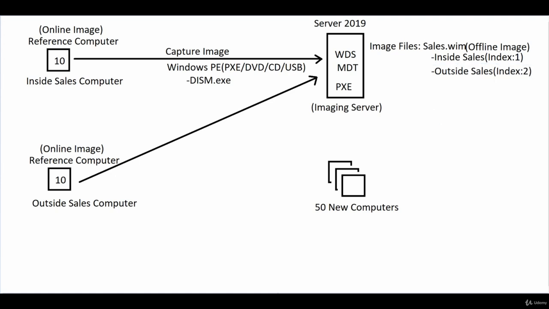Now, why is that important? Because when I go to deploy the image down here, I can choose which image gets deployed down to these 50 new computers. If I wanted to, I could have 25 of the computers be Inside Sales and the other 25 be Outside Sales if I want. So that is going to be deploying the image, okay? And it works the same way. You're going to use Windows PE, you're going to use DISM, same thing, dism.exe, to deploy those images. Now, what you're seeing here, this is called the light touch installation, as I referenced in an earlier lecture, okay?